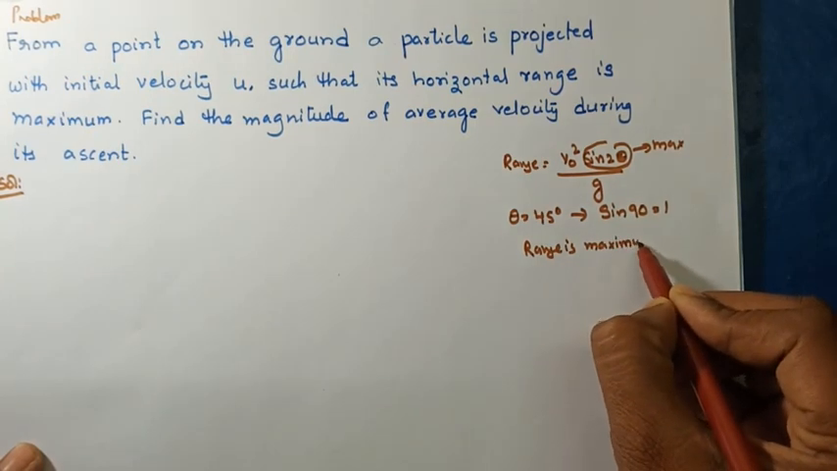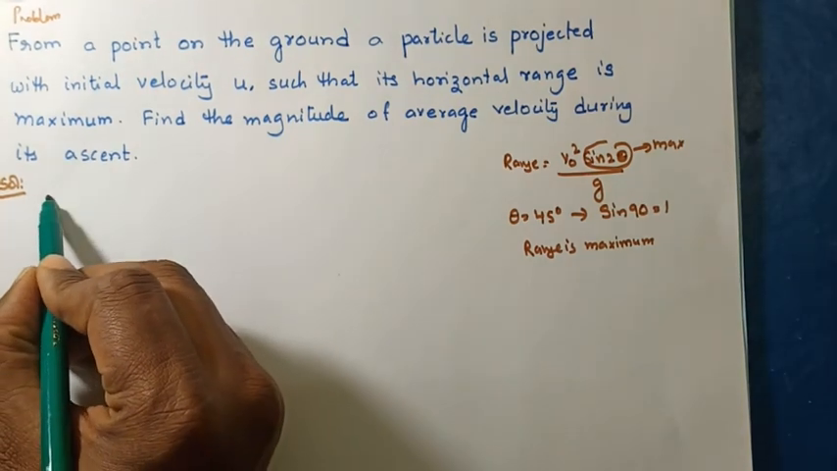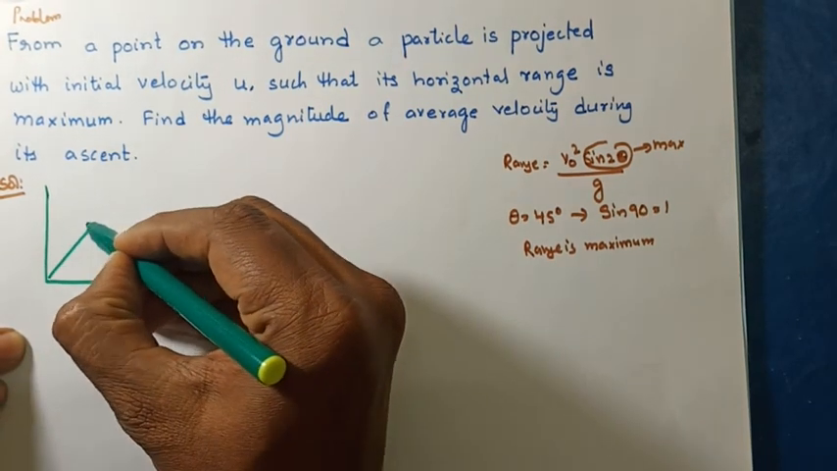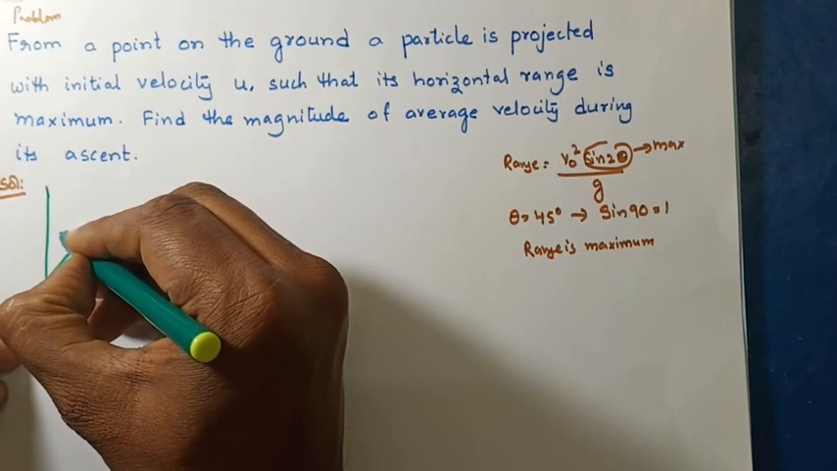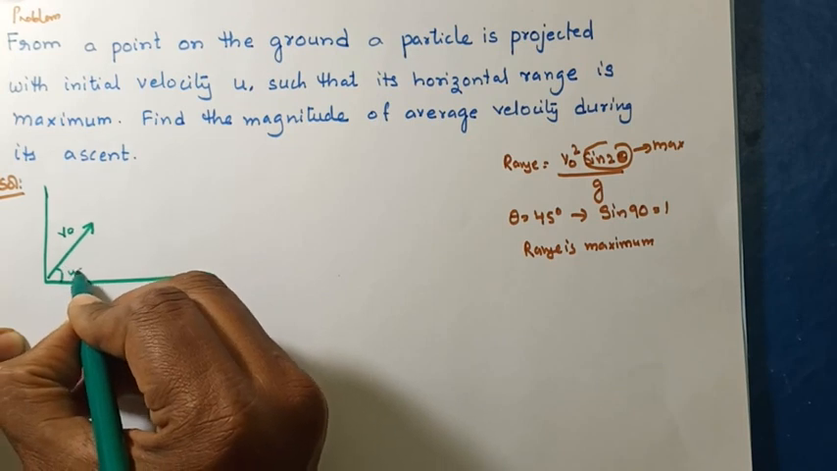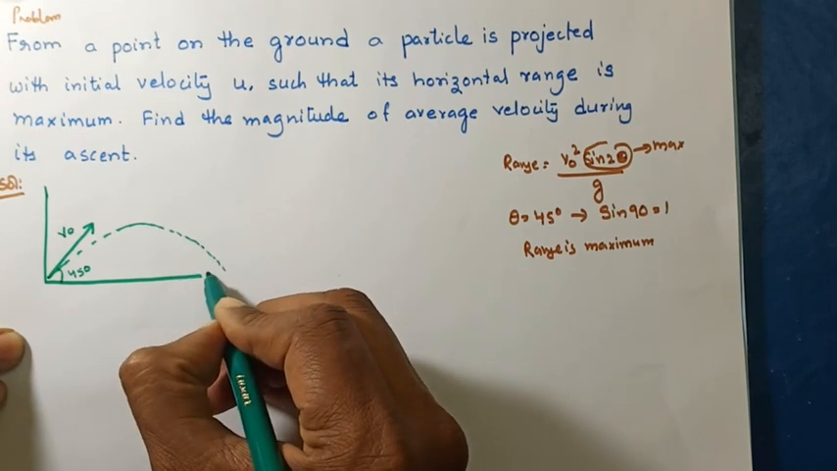Range is maximum. So indirectly it is indicating that the body has been projected at 45 degrees so that it acquires a maximum. Now we need to understand with the diagram, a simple projectile diagram. So this is a body which is projected so that range is maximum. Initial velocity V naught, which is making 45 degrees so that the range is maximum.